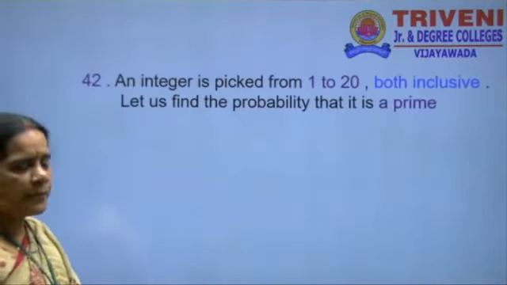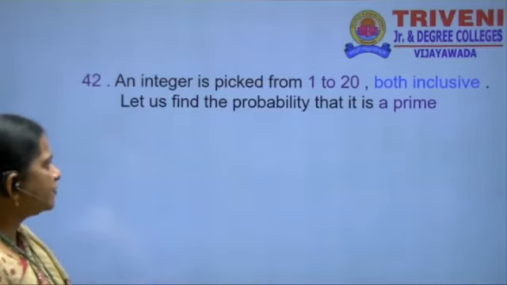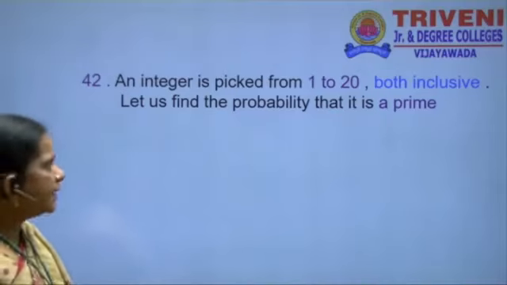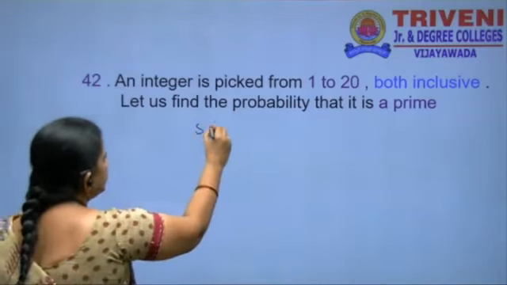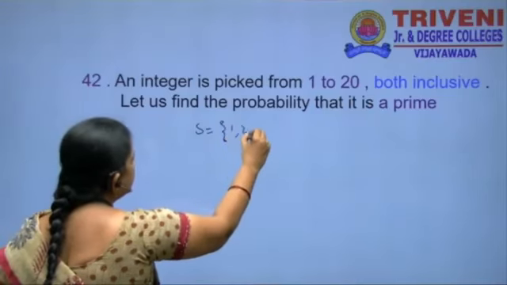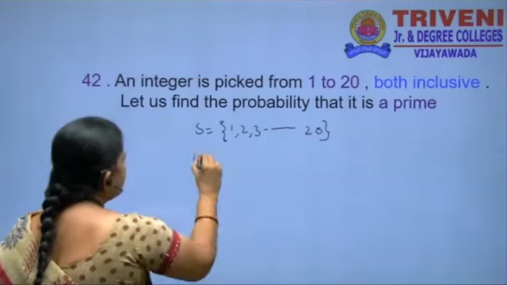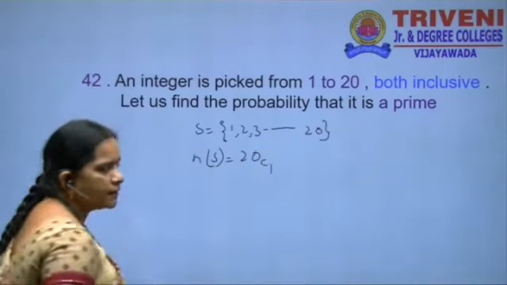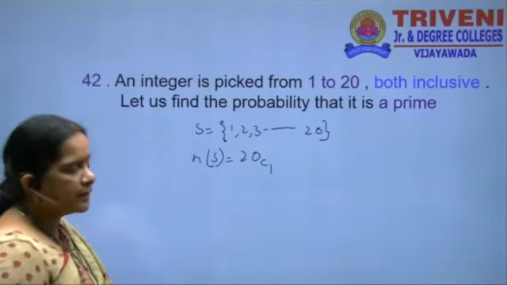An integer is picked from 20 numbers, 1 to 20, both inclusive. Let us find the probability that it is prime. We have to select one integer out of 20. Here S is equal to 1, 2, 3 and so on up to 20, so n of S is equal to 20 integers. We have to select only one. The probability that it is prime.